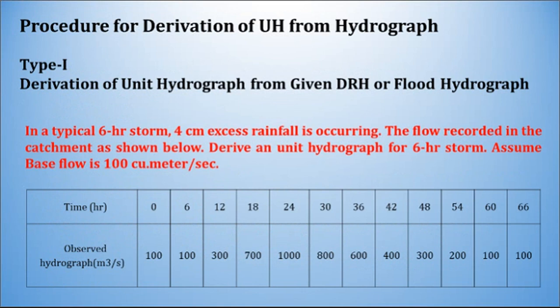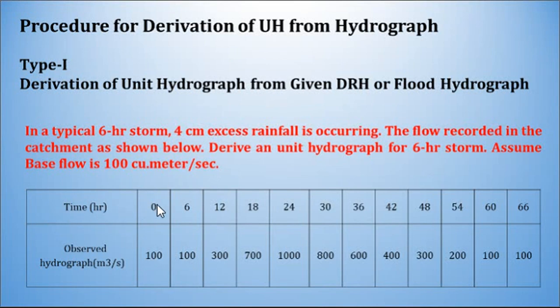Here is a procedure for derivation of unit hydrograph from a hydrograph. In the first type, derivation of unit hydrograph from a given DRH or flood hydrograph. Here you can see, in a typical 6-hour storm, 4 cm excess rainfall is occurring. The flow recorded in the catchment is shown below; derive a unit hydrograph for the 6-hour storm. Assume base flow as 100 cubic meter per second.